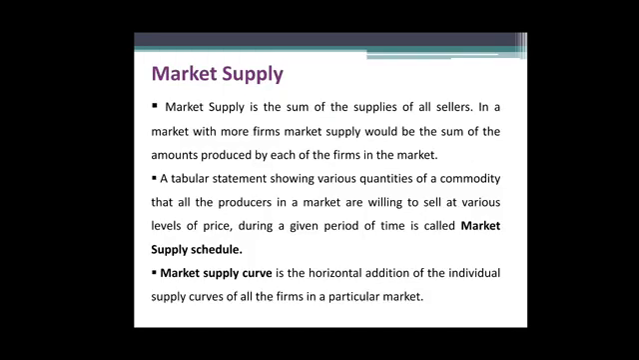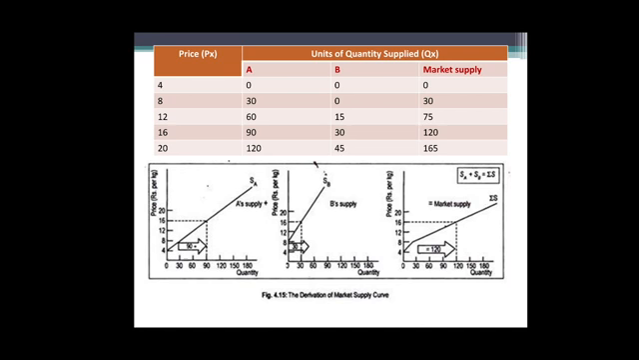Now coming to market supply curve. Dear students, market supply curve is simply the graphical presentation of market supply schedule. Thus, market supply curve is the horizontal addition of the individual supply curves of all the firms in a particular market. In case of our example, market supply curve is arrived at by adding the supply curves of the two producers, that is, the supply curve of producer A and supply curve of producer B.